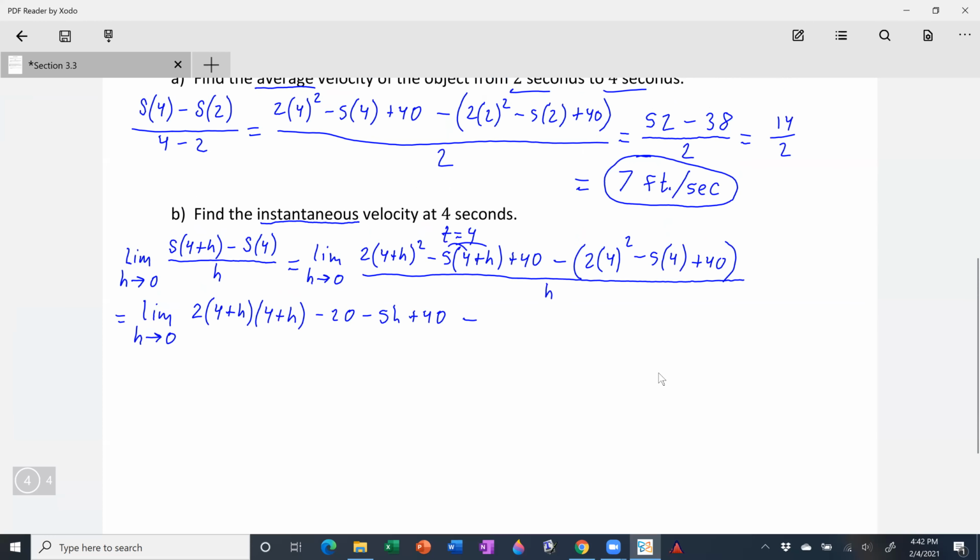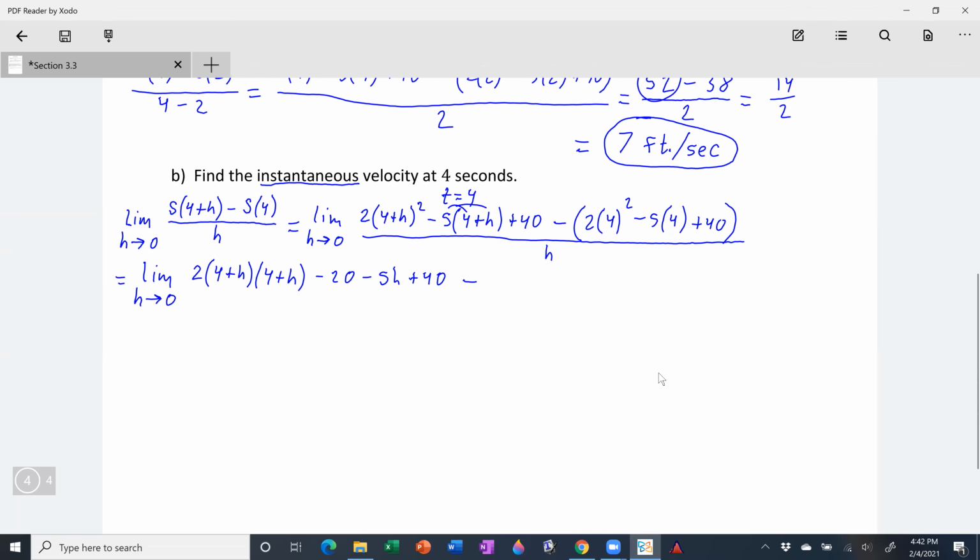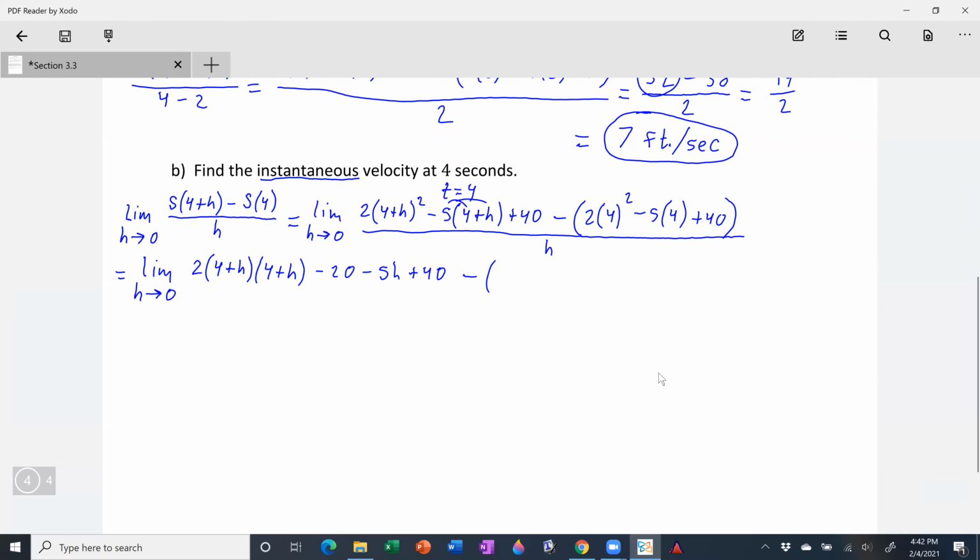Minus, and then I think we already worked this out. 2 times 4 squared, yeah, we already did s of 4 earlier, and that came out 52. So all of that comes out 52. Don't really need parentheses, but that's what it all came out. All over h, okay, equals limit as h goes to 0.